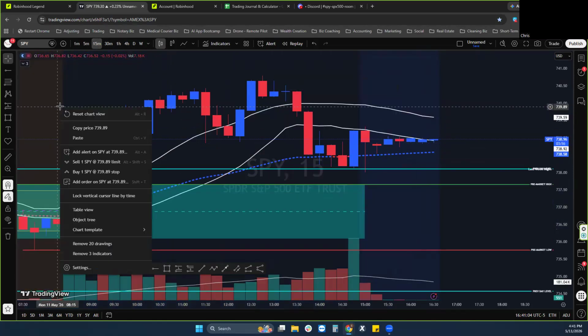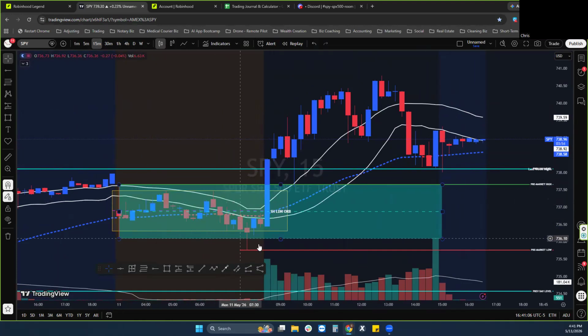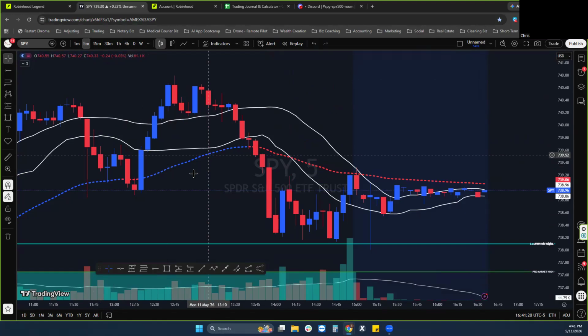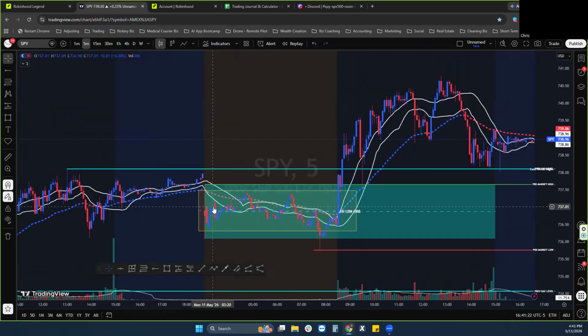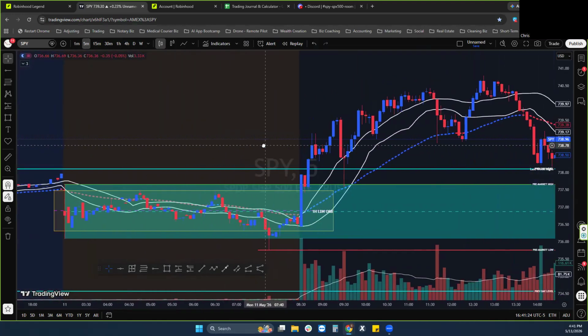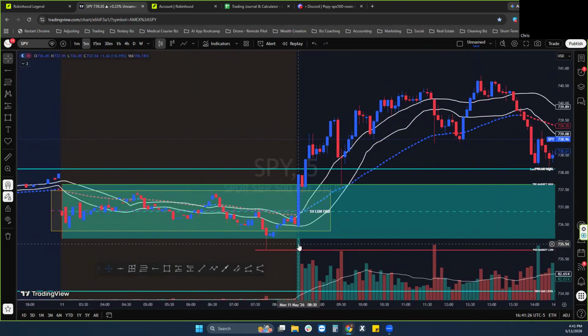So back to the 15. All right, so on the 15, here's your ORB for the 15-minute. Price pushes up. So that's in alignment with what we saw on the 1 hour over on Robinhood Legend. And so if we go down to the 5 minute, take a look at that.